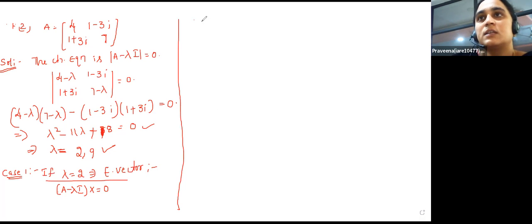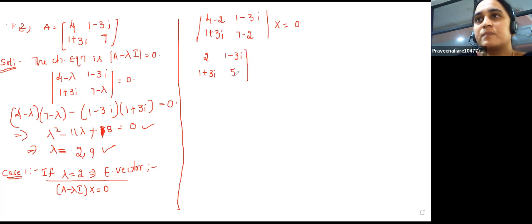Okay, now I'll write directly: that is 4 minus 2, 1 minus 3i, 1 plus 3i, and 7 minus 2, into x is equal to 0. That is 2, 1 minus 3i, 1 plus 3i, 7 minus 2, 5, into x as x1, x2, x3 is equal to 0. For this, tell me the row operation.